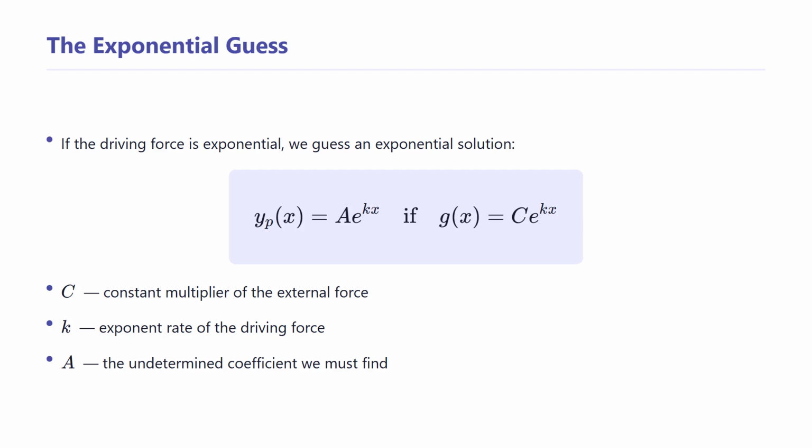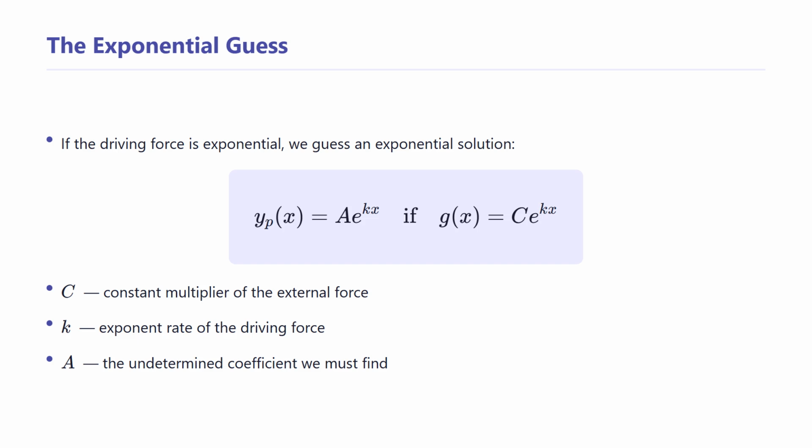Now that we have our general equation, let us look at our first specific guessing rule. This formula shows the core logic of our strategy for exponential forces. If the external force, g of x, is an exponential function with some constant multiplier c and an exponent rate k, we guess that our particular solution will also be an exponential function with that exact same rate k.